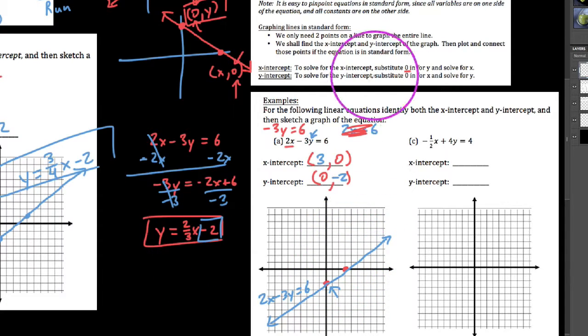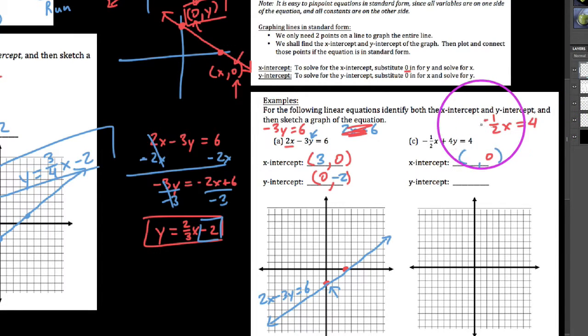So using this method a little bit more quickly this time, I notice I have negative 1/2 x plus 4y equals 4. Not very desirable to get y by itself. If it's in standard form, we'll just go ahead and say, well, for the x-intercept we'll plug in 0 for y. And if I plug in 0 for y, this term drops out, and I get left with negative 1/2 x equals 4.